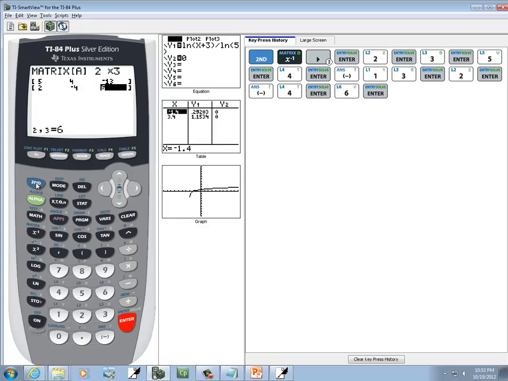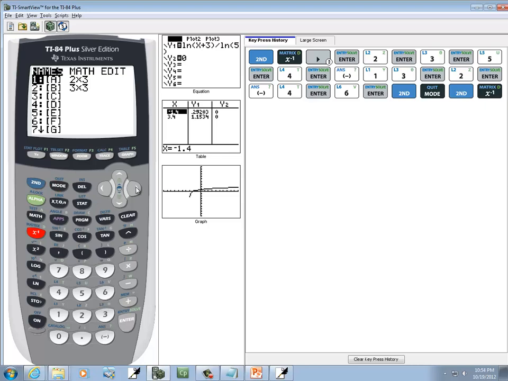So we'll exit out, do a second mode, and now we'll go through our steps. So we'll do second, x and negative 1, go back to the matrix menu, right arrow over to the math, up arrow to RREF.